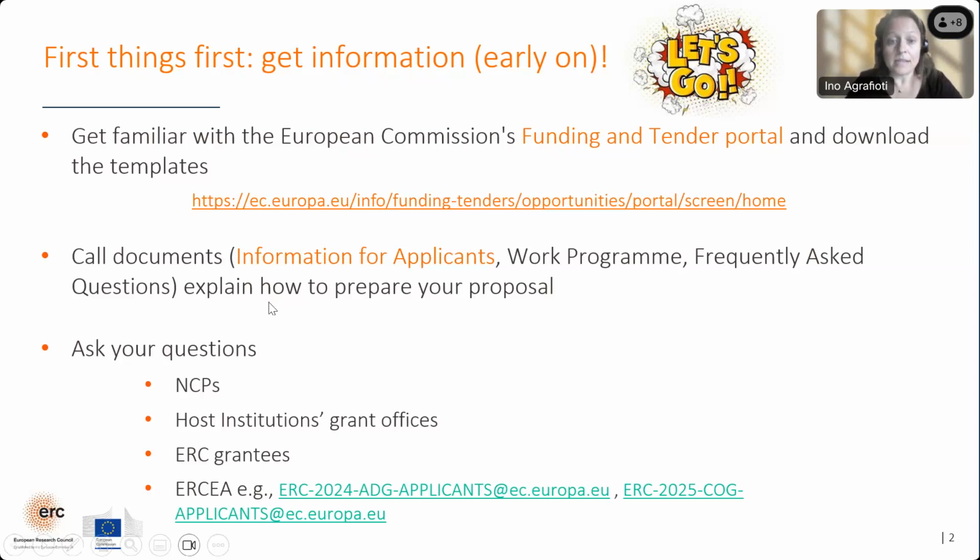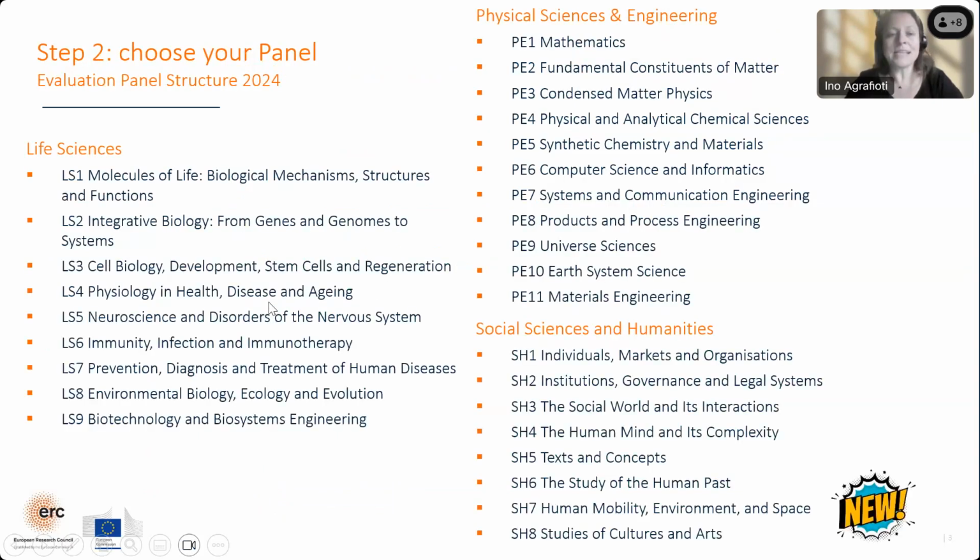Then the second step is to choose your panel. This is actually one of the reasons why some proposals do not do so well. It's very important to choose the right one. We have 28 panels this year. Even the 28th panel, SH8, was added this year. There were also some changes in LS3 and LS5. But in this information for applicants, you can really see the information, not just the titles of the panels, but also the subtitles and all the descriptors.